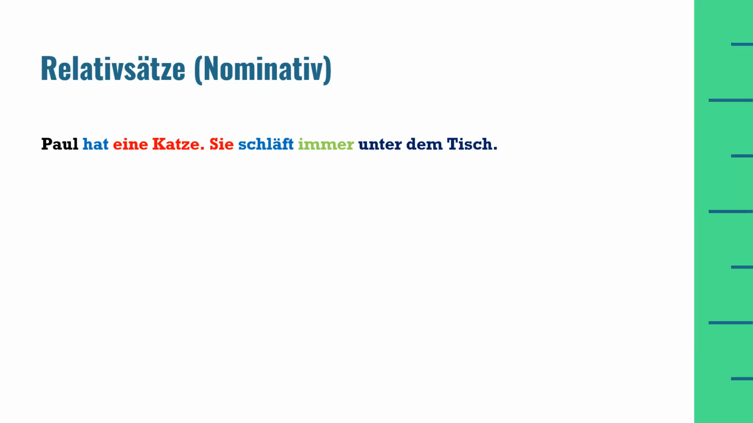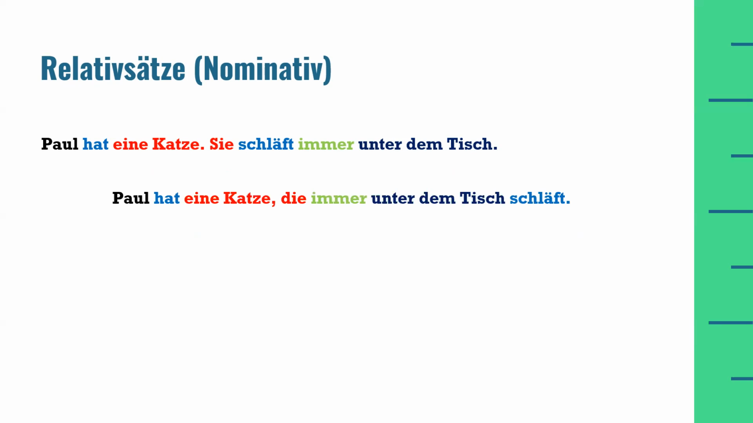If we have two sentences, let's say Paul hat eine Katze. Paul has a cat. Sie schläft immer unter dem Tisch. It always sleeps under the table. Now, these are two sentences. If we want to connect them, or if we want to put them in the relative sentence form or format, then it will be Paul hat eine Katze. So the first part of the sentence or the main sentence will remain as it is. Then we put a comma, and then we start the sentence with the relative pronoun.